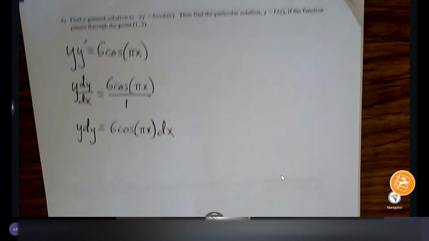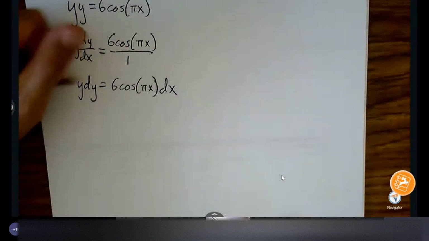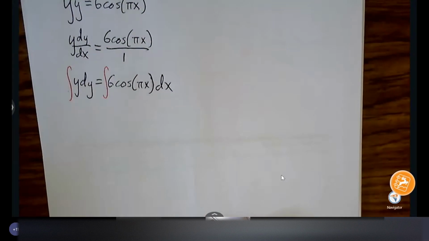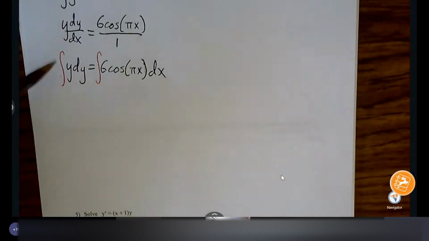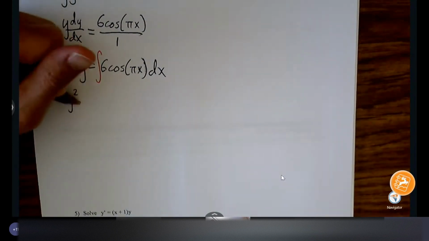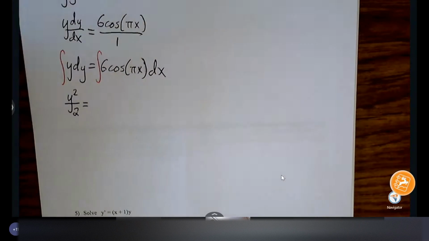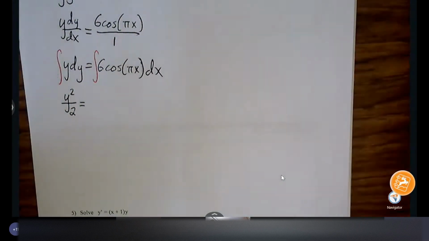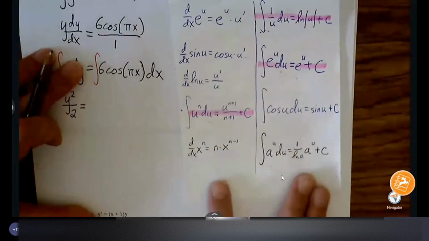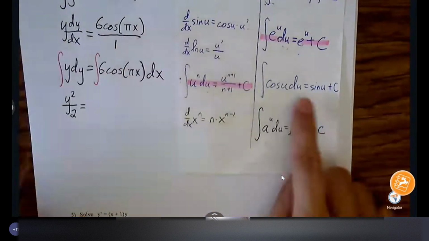We're going to take the antiderivative. Let's do the left side first, a little bit easier. What does the integral of y become? Okay, y squared over 2. We just go through the power rule. And the right side, I'm looking at this, and I think we can match a rule fairly quickly.